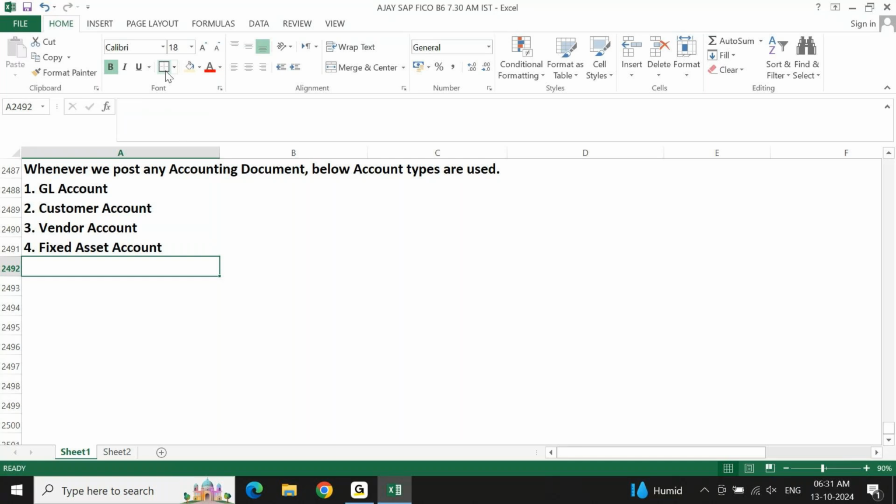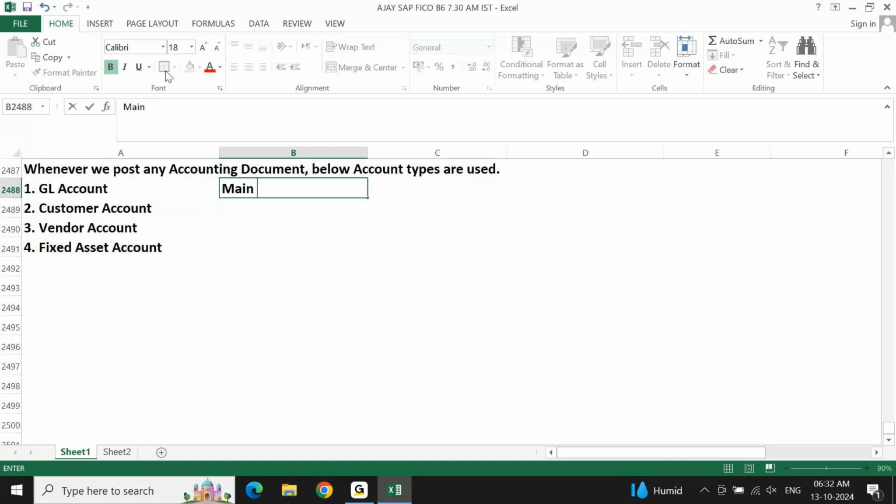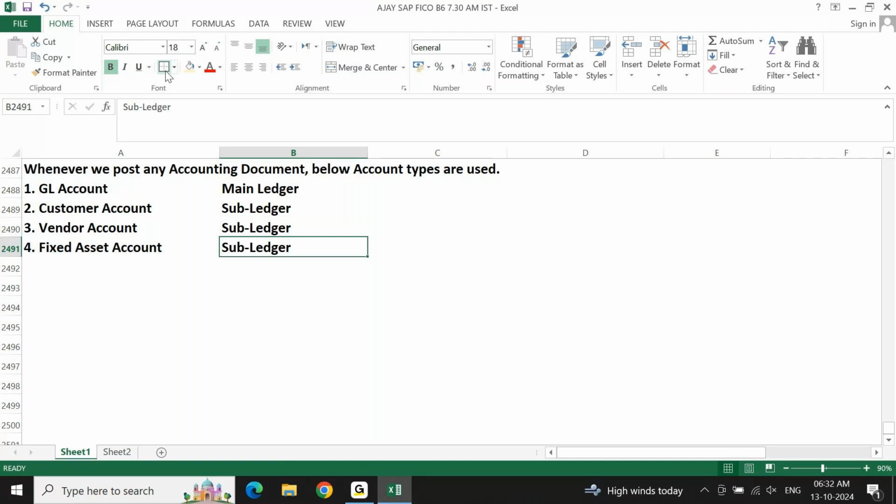In short, your accounting document debit and credit is between these four account types only, majorly. Our accounting document debit credit is between these account types only, which are basically GL account, customer account, vendor account, and then fixed asset account. When you're talking about GL account, this is your main ledger. When you're talking about customer account, this is your subledger. Vendor account is a subledger. Fixed asset accounting is also subledger.